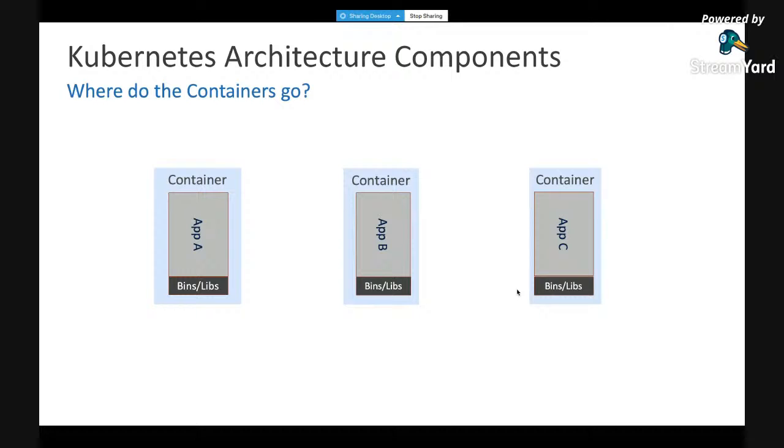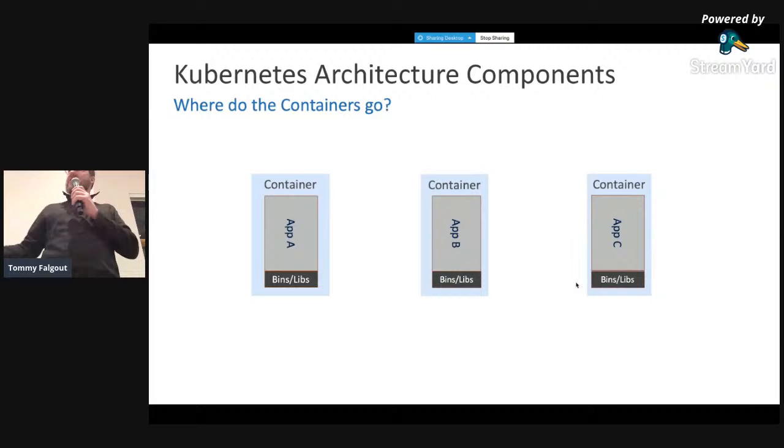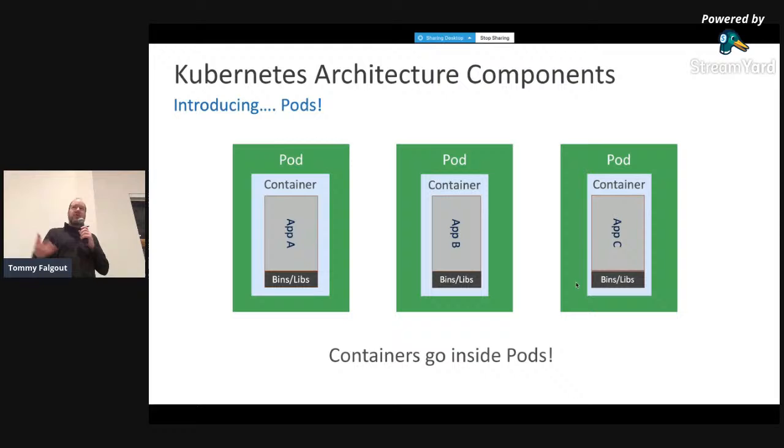So we've got our containers. We've got our images. And we've got our container orchestrator. We want to mash the two together. Hey, you container orchestrator, please run these images. Where do they go? Well, technically, you don't deploy containers. Well, you do deploy containers, but what you do is you tell Kubernetes, I want you to deploy a pod.